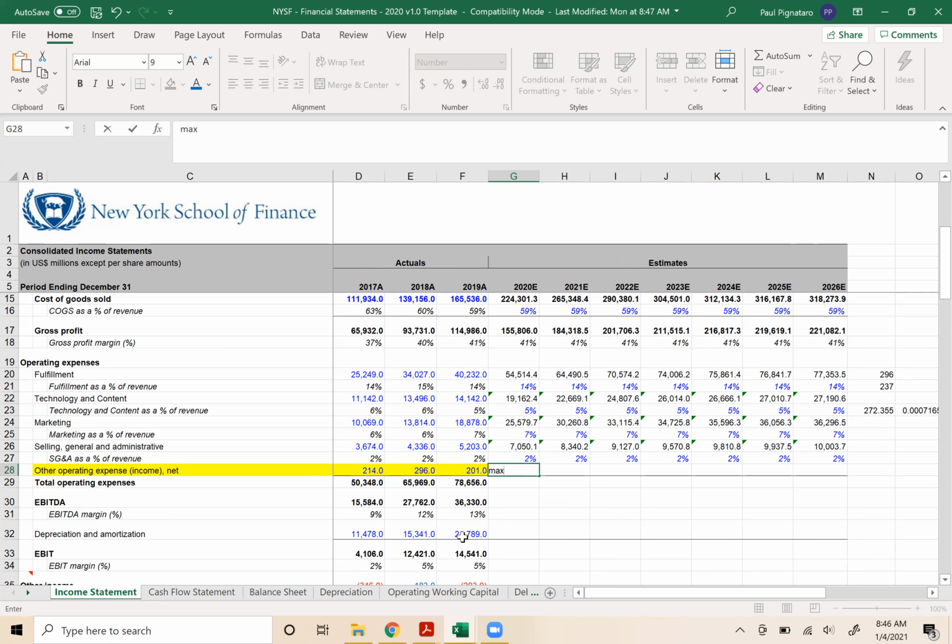And I know it's easy just to say 296, but I'm going to write out the formula so my associate knows the thought process behind what I was doing. Equals max, open parentheses, I highlight everything, close parentheses, copy to the right.